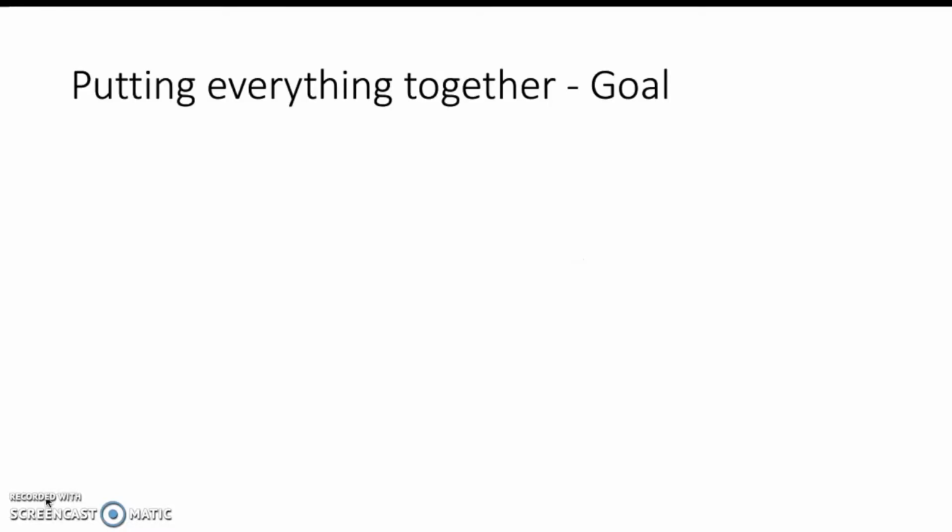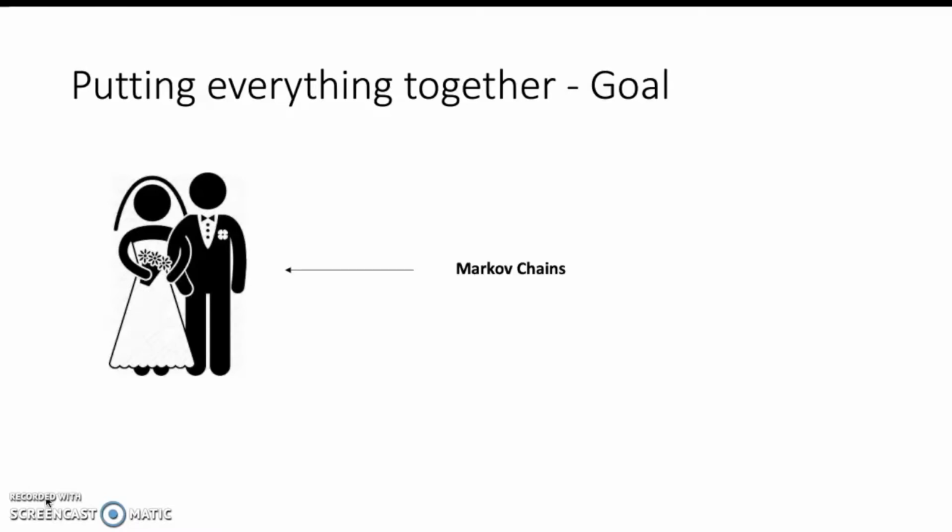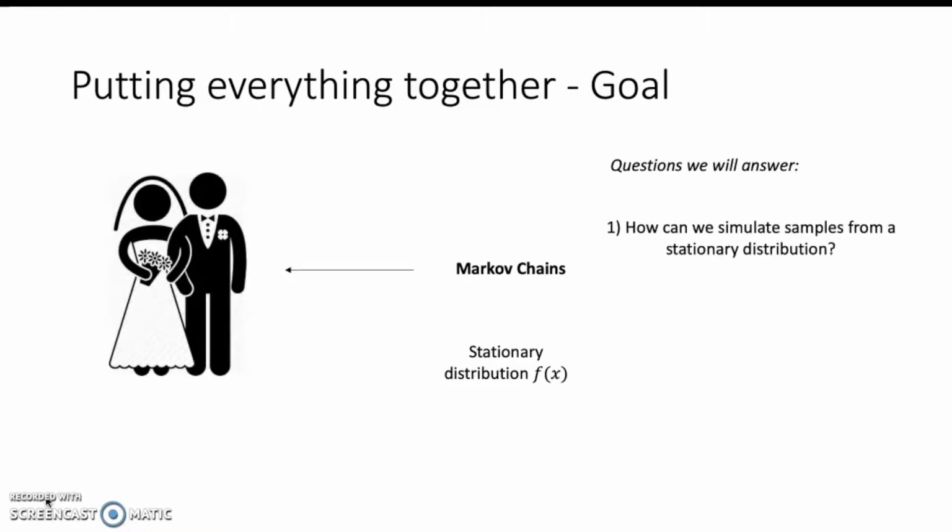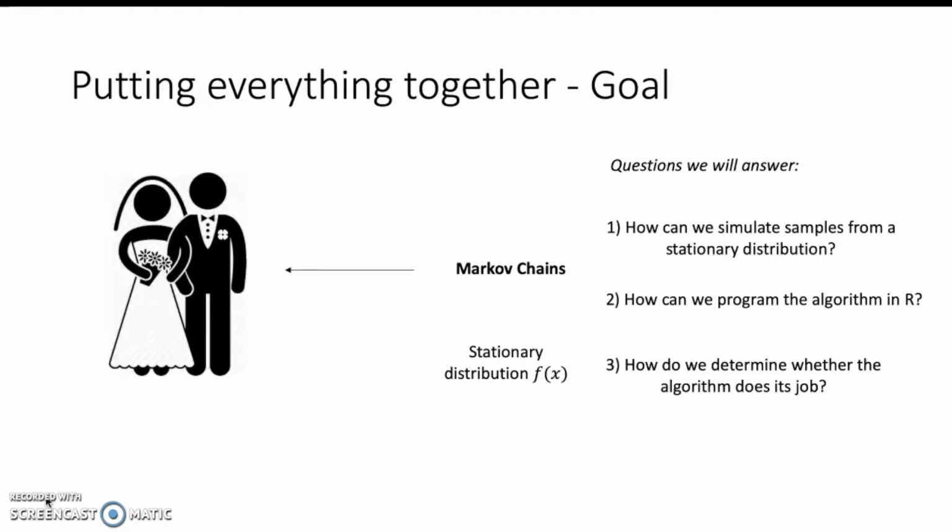Okay, so again a reminder of what we actually want to do today. We have Markov chains, a stationary distribution, and we want to answer those 3 questions. How can we simulate samples from a stationary distribution so that we can plug this into our Monte Carlo approach afterwards? Secondly, how can we program the algorithm in R, and how do we determine whether the algorithm does its job? And all this we will do with the Metropolis-Hastings sampler and even with a special case, the so-called random walk. And of course the question is, what is this?